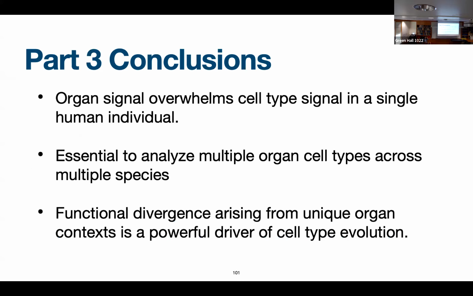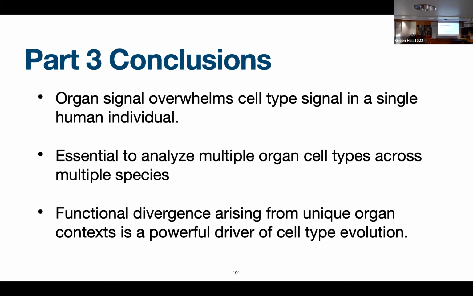So in parts 1 and 2, a narrow taxonomic sampling actually led to a better cell phylogeny. So these results were really surprising to me. But while taxonomic complexity was minimized, by looking across different organs, functional complexity was increased. So ultimately, I found that the organ signal seems to overwhelm the subtype signal in a single human individual. So maybe it's essential to analyze multiple organ cell types across multiple species.